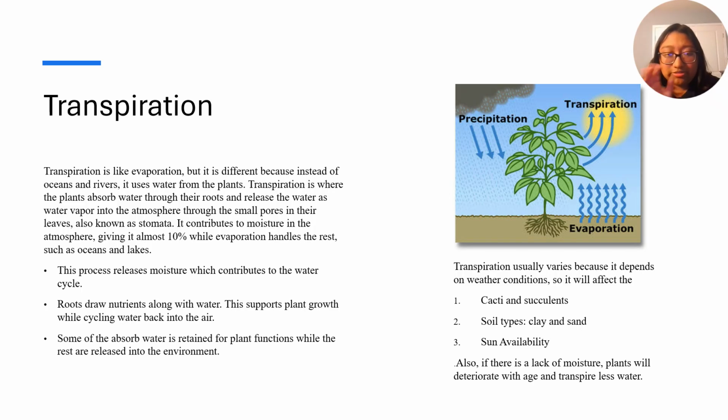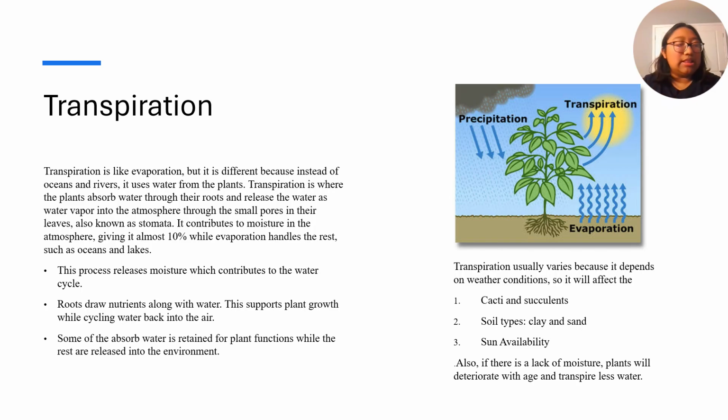Some of the absorbed water is retained for plant functions while the rest is released into the environment. Transpiration usually varies because it depends on weather conditions, so it will affect the process. Cacti and succulents have water inside, so they don't really have to release anything. Or if they do, they release a really small amount of transpiration.